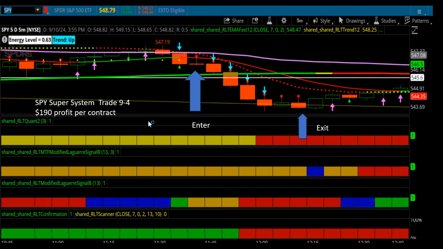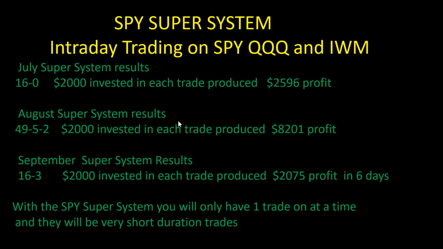And a lot of times you've got to wait for them. Sometimes you can go through half a day, 3/4 of a day, and not even get a good setup. It depends on the market. If you're trading with a trending market, it's much easier to trade than a chop market. All right, so that's that.